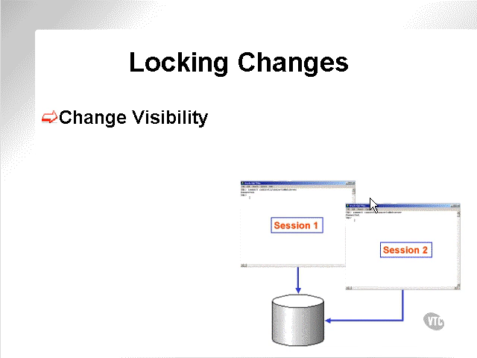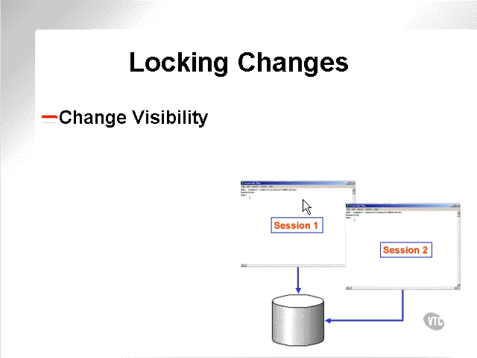What I want to do now is to explain how locking behaves when you change data. Change visibility, what do I mean by that? The visibility of changes. Specifically, when, for instance, a user in one session makes a change, and then a user in another session tries to change the data that the first session is changing.